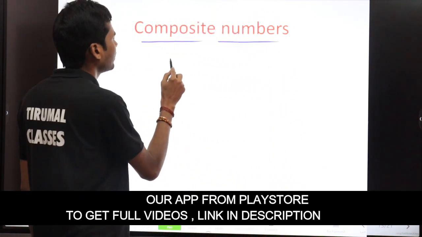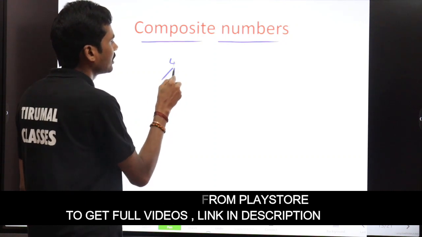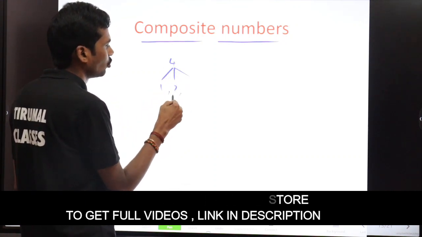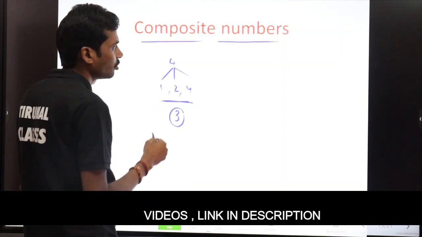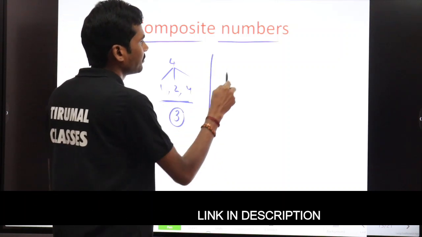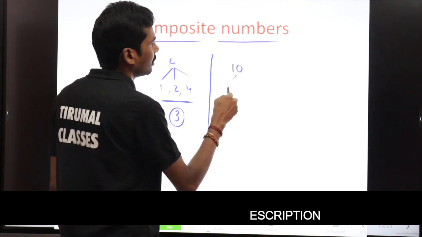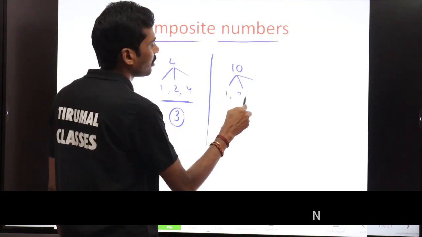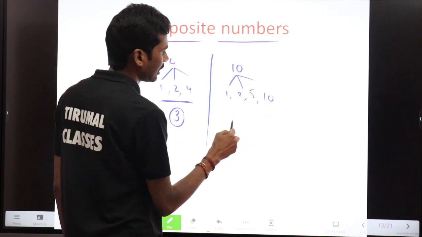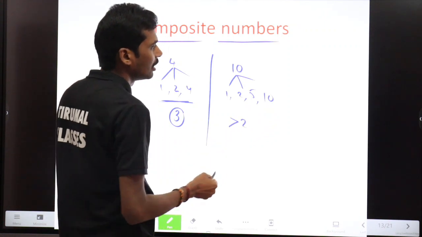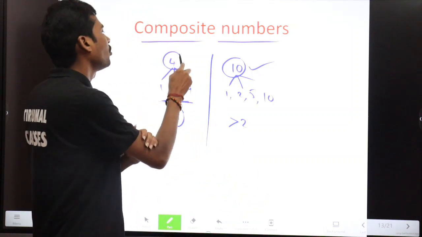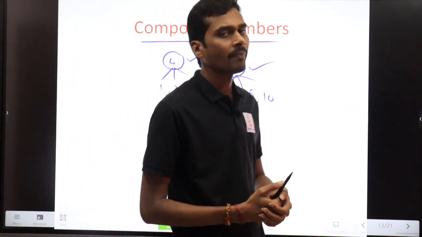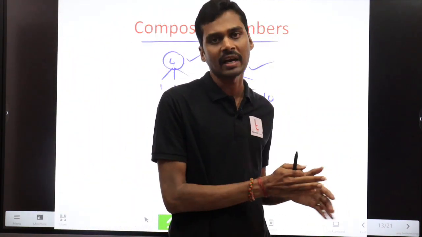So suppose I take the number 4. What are the factors of 4? 1, 2, 4. How many factors do we have? 3 factors, which is more than 2. Similarly, suppose I take 10. How many factors do we have? 1, 2, 5, 10. So the number of factors is more than 2, right? So we can say that 10 is a composite number. 4 is a composite number. So a composite number must have more than 2 factors.